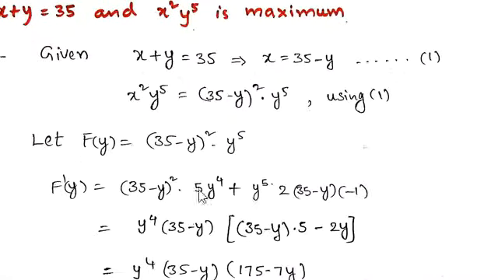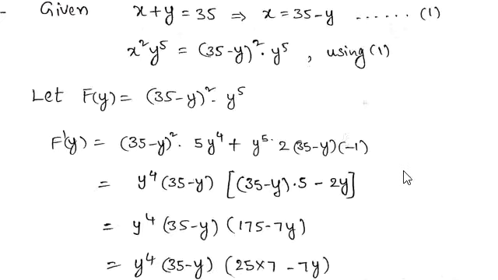Plus here, the next term is v into u dash, where v is y to the power of 5 and u is 35 minus y whole square. Once again, the derivative of x to the power of n is n into x to the power of n minus 1, so 2 into 35 minus y to the power of 2 minus 1, which is 1. Once again in place of x we have 35 minus y. 35 is a constant whose derivative is 0, and the derivative of minus y with respect to y is minus 1.